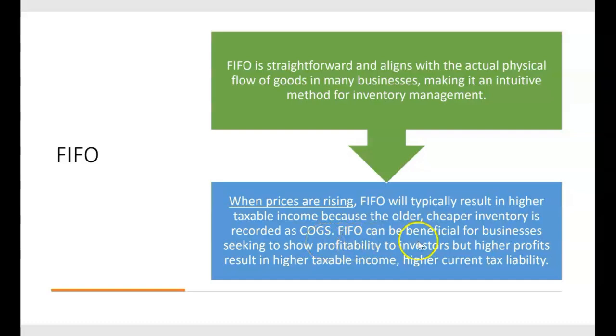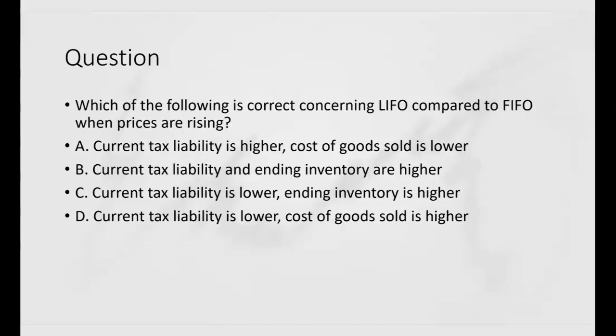So FIFO can be beneficial for businesses seeking to show profitability to investors, but higher profits result in higher taxable income. And as a result, higher current tax liability using FIFO when prices are rising compared to LIFO. So the exam could ask you something like this. Which of the following is correct concerning LIFO compared to FIFO when prices are rising? Okay, what's correct concerning LIFO? A, current tax liability is higher, cost of goods sold is lower.